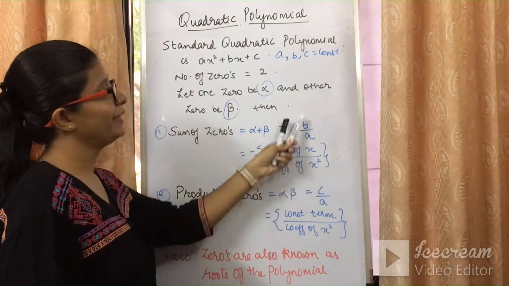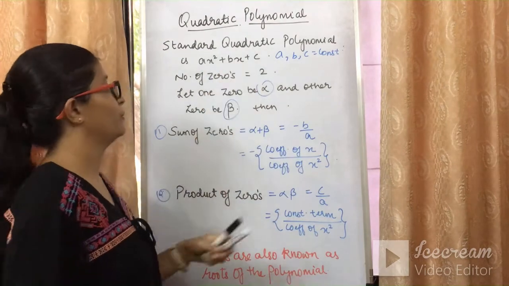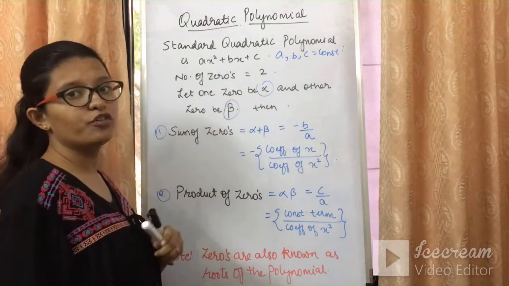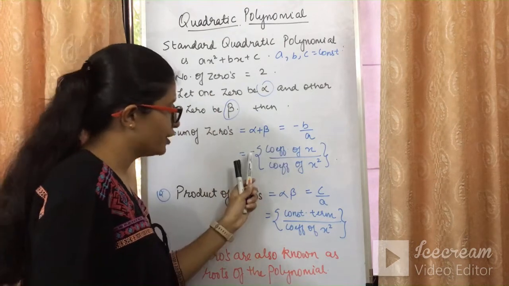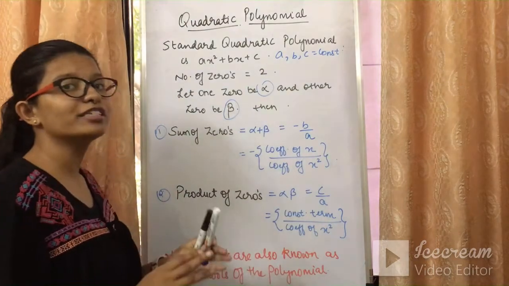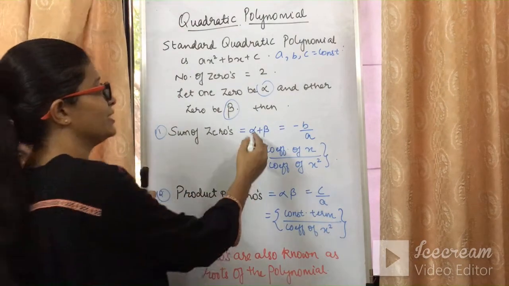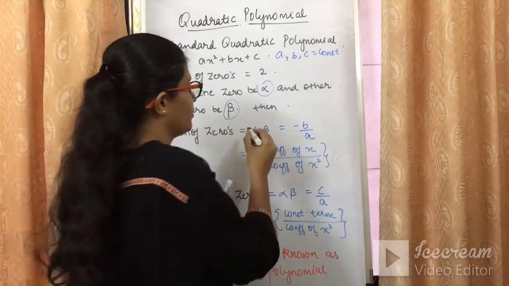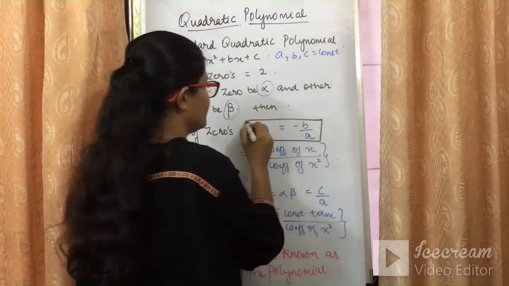What are b and a? b and a are the constants for the given polynomial. b is the coefficient of x and a is the coefficient of x square. That's what is written over here: minus coefficient of x upon coefficient of x square will give you the sum of the zeros of the polynomial. So alpha plus beta is minus b upon a. This is the formula you need to remember.